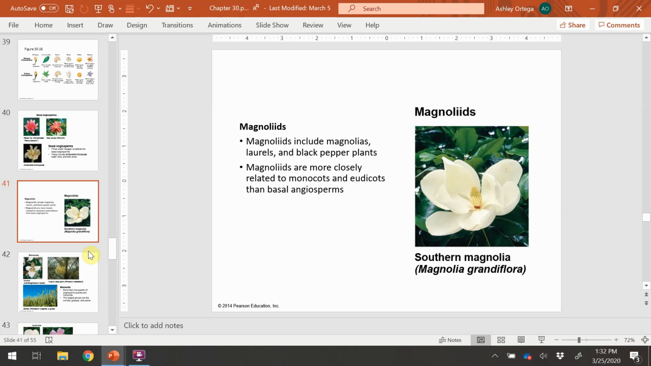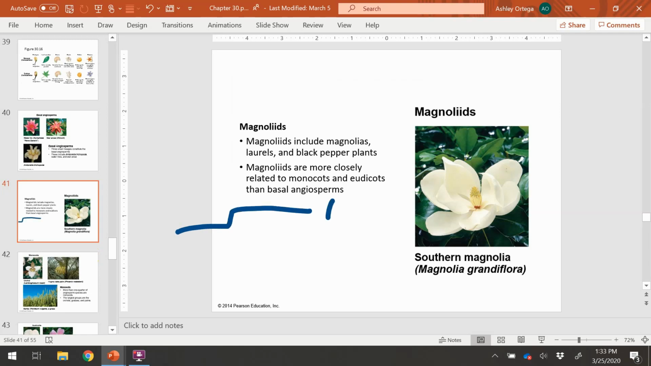Magnoliids include the magnolia group, which is very popular in the southern states. They also include laurels, black pepper plants, and they are more closely related to the monocots and eudicots than the basal angiosperms.